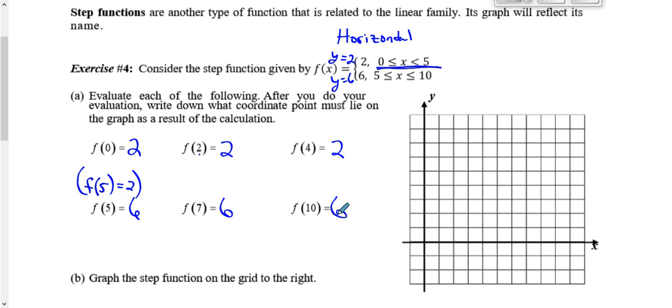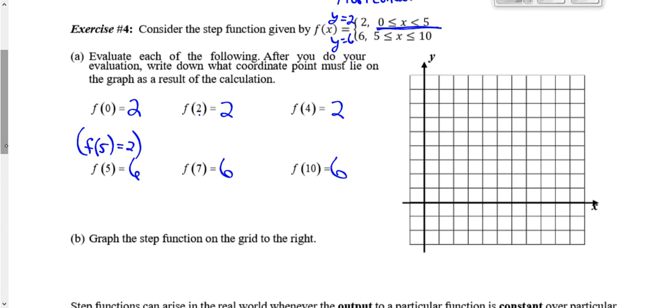Okay, so graph the function to the right. So we have some points, 0, 2. Right? There's a point. What's our next one? 1, 2. 2, 2. 3, 2. 4, 2. And this one that didn't really belong, right? 5, 2. But what kind of a circle? Open circle, yeah? So here is my first piece.